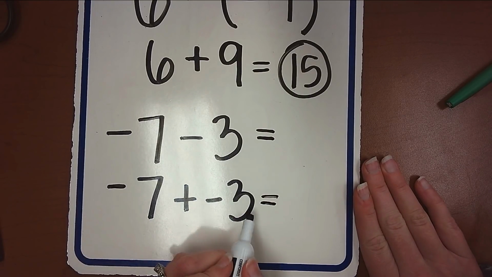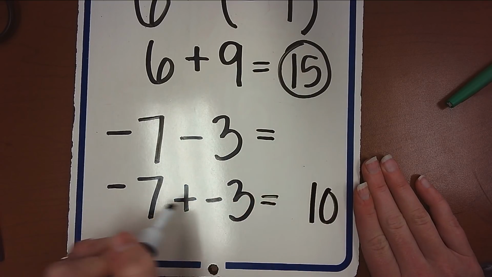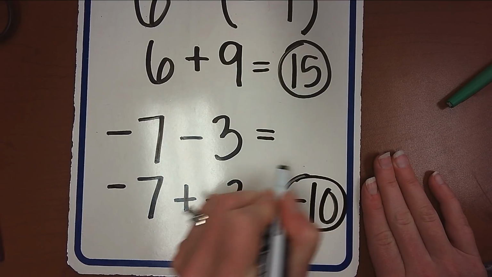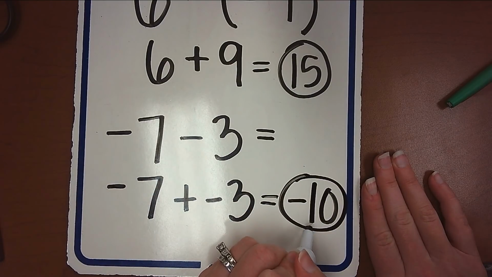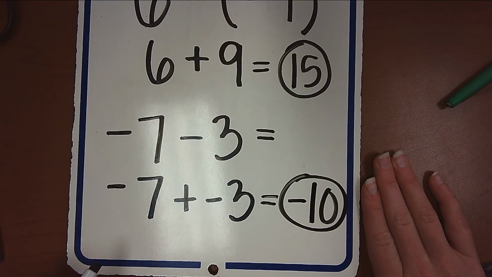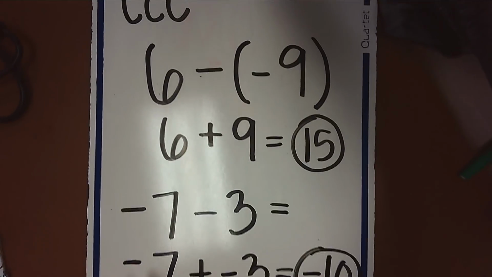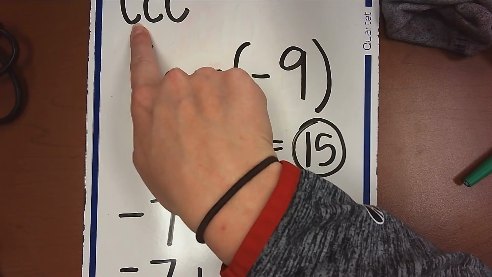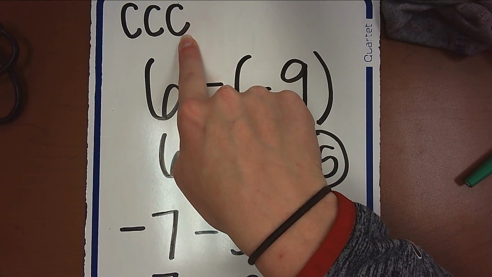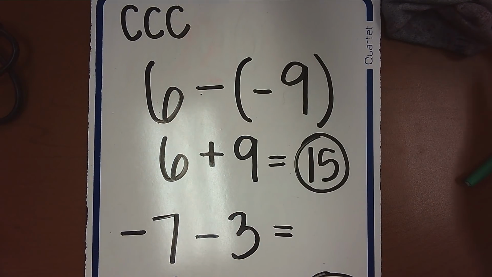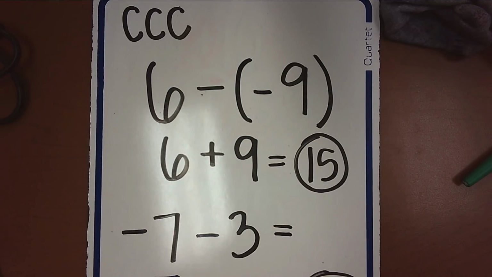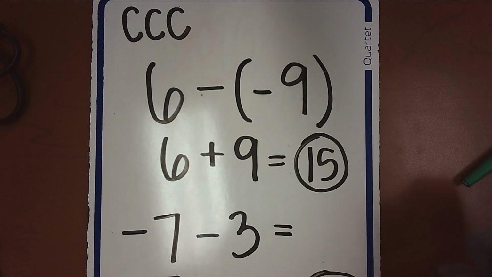So 7 plus 3 is 10, and keep the negative symbol. So negative 7 minus 3 is equal to negative 10. So as soon as you see subtraction with integers, you should automatically use your 3 C's, and then you'll also have to use your addition rules to help you once you actually show the work for copy, change, change.